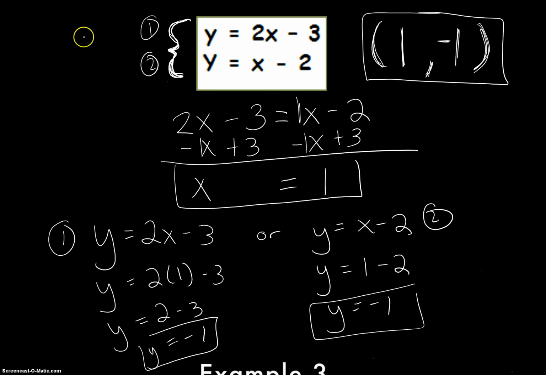So that means if you were to graph these two equations with the slope being 2 and the y-intercept negative 3, and graph this equation with the slope 1 and the y-intercept negative 2, where they would intersect would be at 1 and negative 1, and it's called a solution to the system.